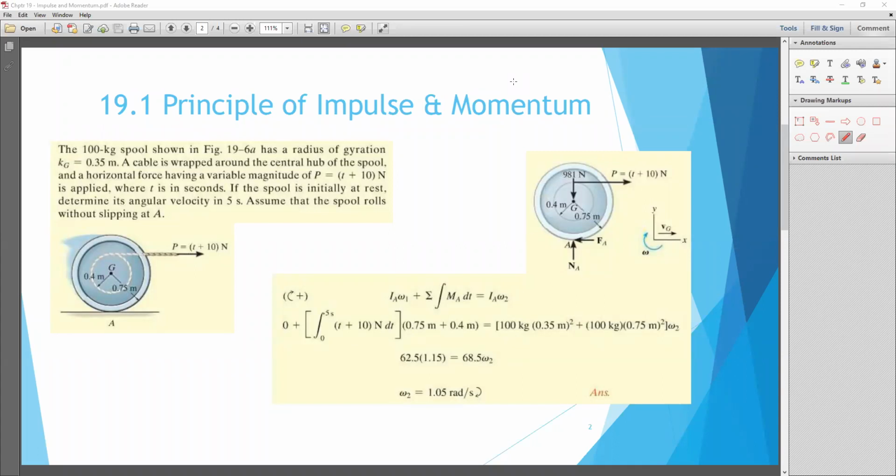Okay, we are still in the planar kinematics of a rigid body, and here we want to solve this particular problem. It is on the principle of impulse and momentum. Here we have a 100 kg spool as shown here, and it has a radius of gyration of 0.35 meter.